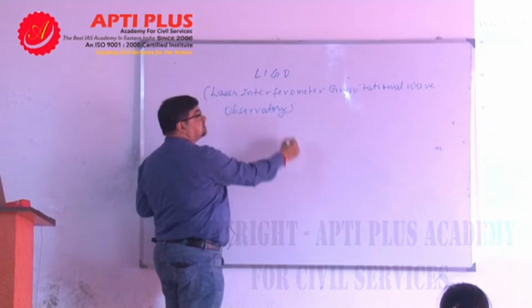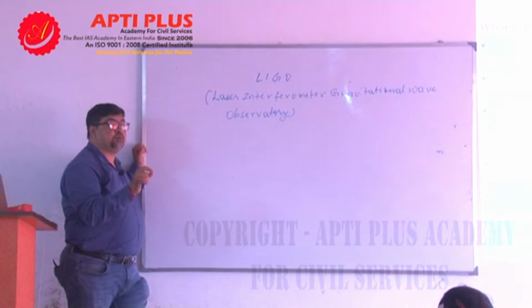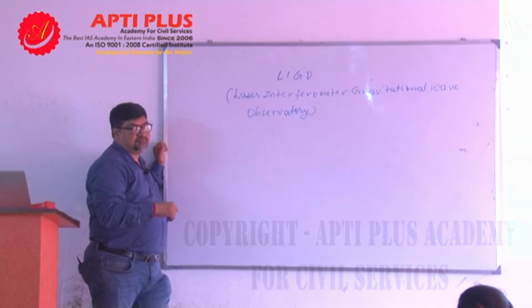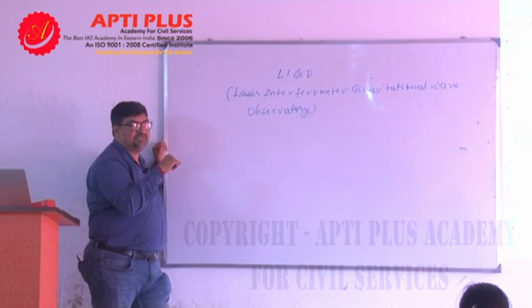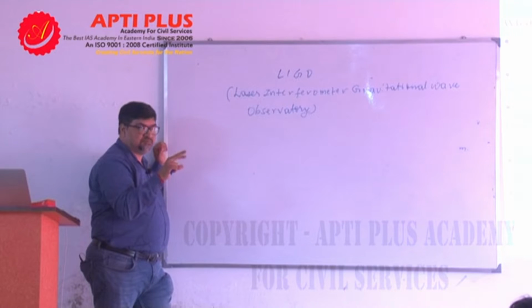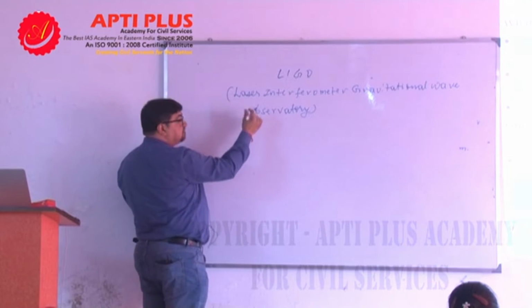This question has also been asked last year. What was the last year question? What are the predictions of Albert Einstein's general theory of relativity? In 1915, Albert Einstein gave the general theory of relativity, which talks about the concept of gravity in a different form, different from the classical Newtonian concept. And what was the concept of Albert Einstein? That gravity is because of warping of space-time, ripples in space-time. That's called gravitational wave.